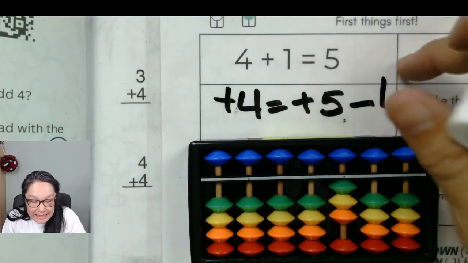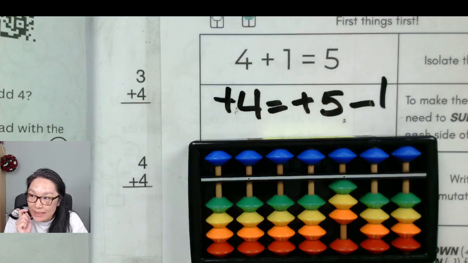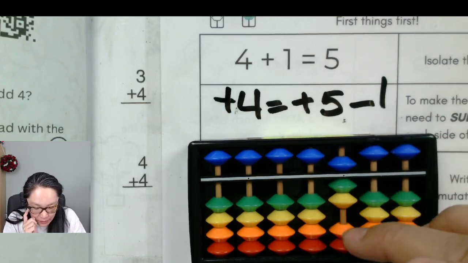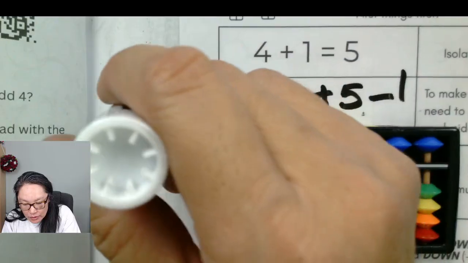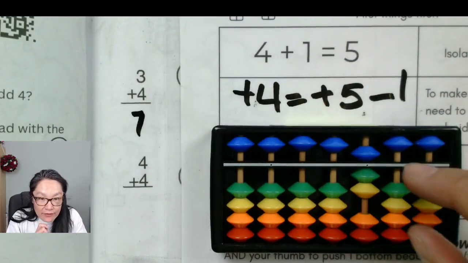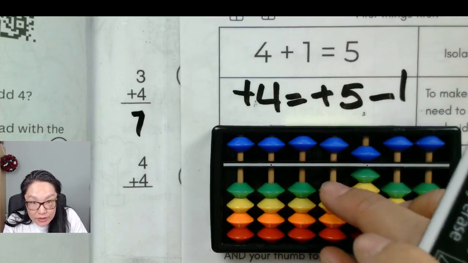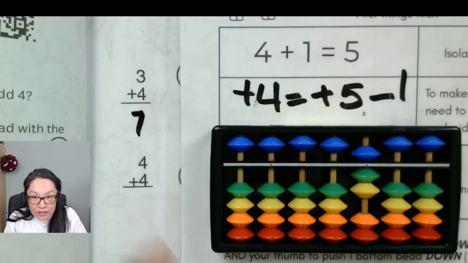So this gives me direction. Plus the 5, take away the 1. So my final answer is 7. So what we're doing is we're understanding that if I don't have enough beads, I have a little bit of constraint. Because I have a constraint, I need to be able to plus the 5 minus the 1. And then my final answer is 7.